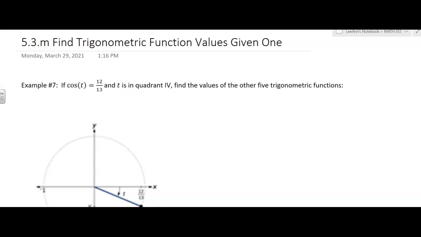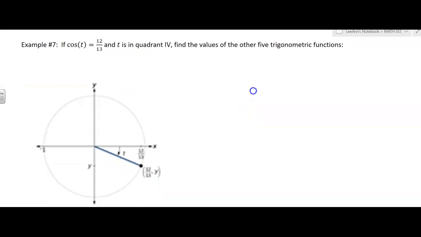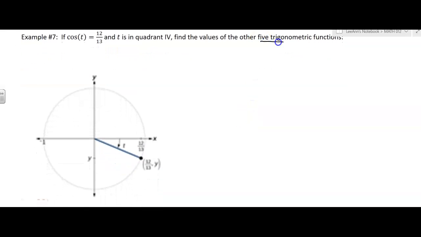Okay, so they're going to give us a trigonometric value, and then they want us to find the other 5 trigonometric functions. Okay, so they say the cosine of t is 12 over 13, and t is in quadrant 4. Now, they didn't have to give us a picture. We could have drawn that picture, but they gave us a picture. It's a little blurry, but there it is.